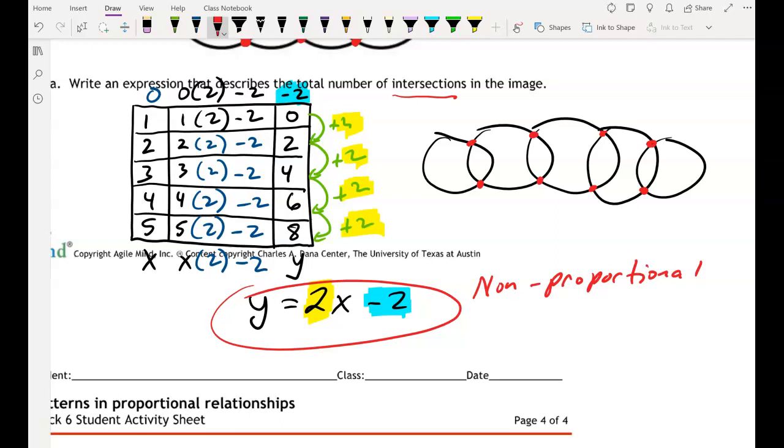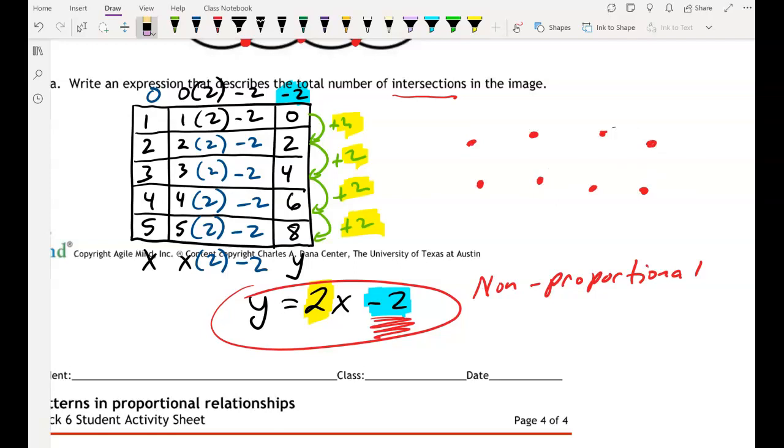How do we know it's non-proportional? Well, something's being tacked on at the end. You can't simply multiply. And remember, the other thing about that is when we divide our y by our x, do we get the same answer every time? I'm going to erase all of this. And I'm going to do that division.